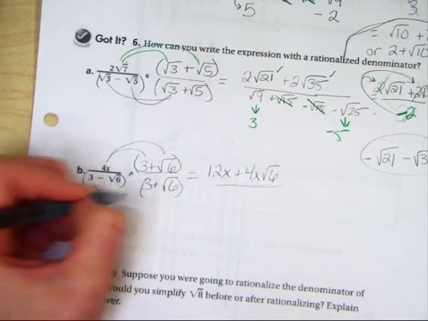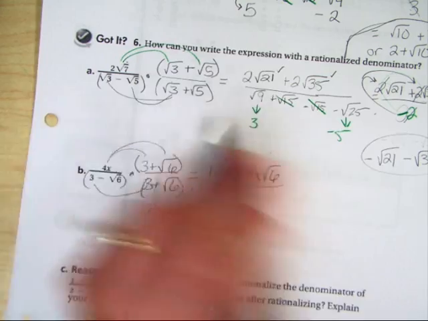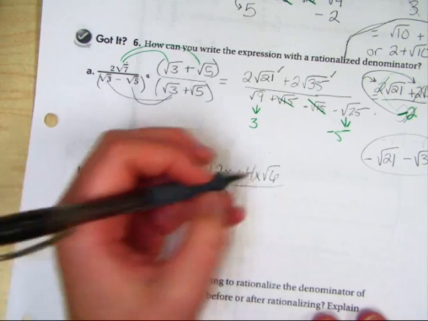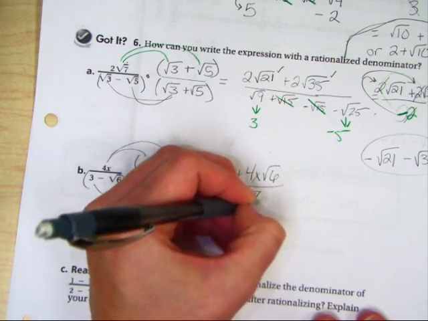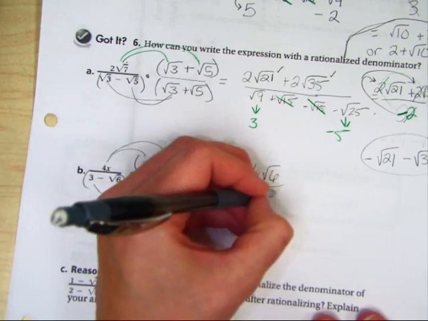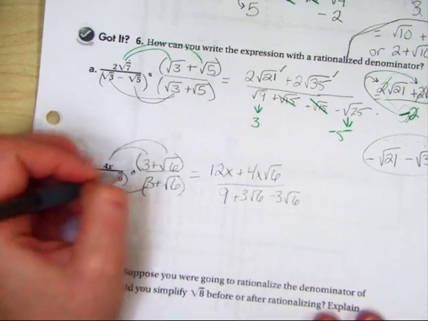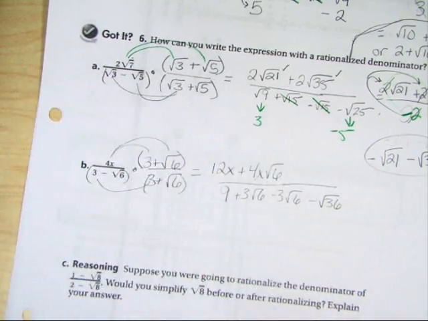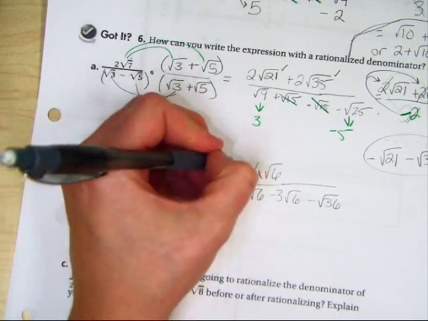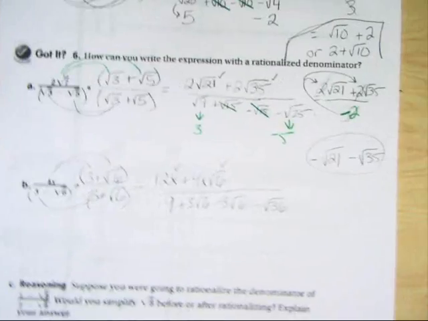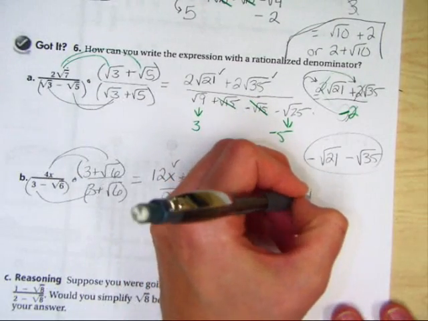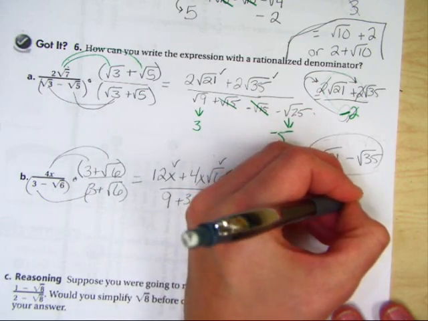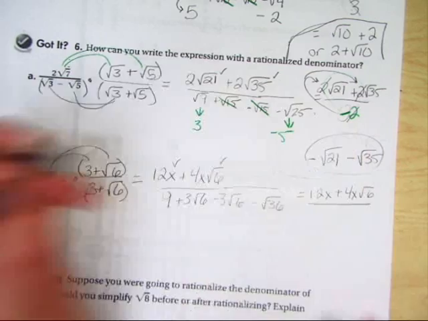All over. 3 times 3 is 9. No square root on that one at all. And then 3 times square root of 6 is plus 3 square roots of 6. The middle is minus 3 square roots of 6. And the end is minus the square root of 36. Look at the top. Neither one of these needs fixed, so we can just carry it over. And this is all over.